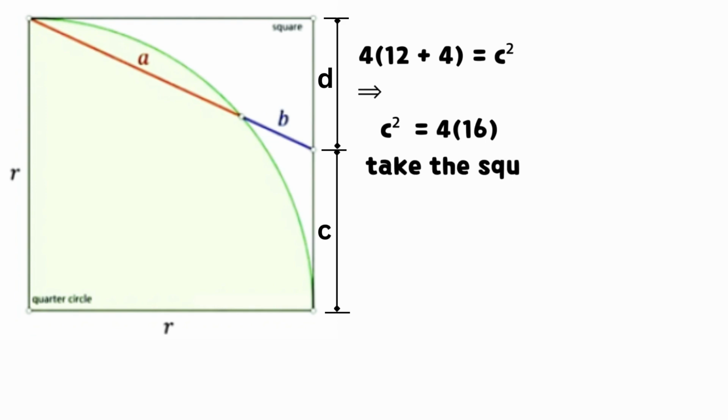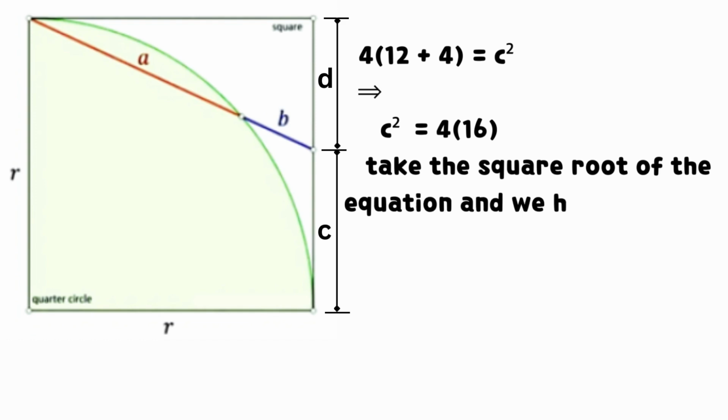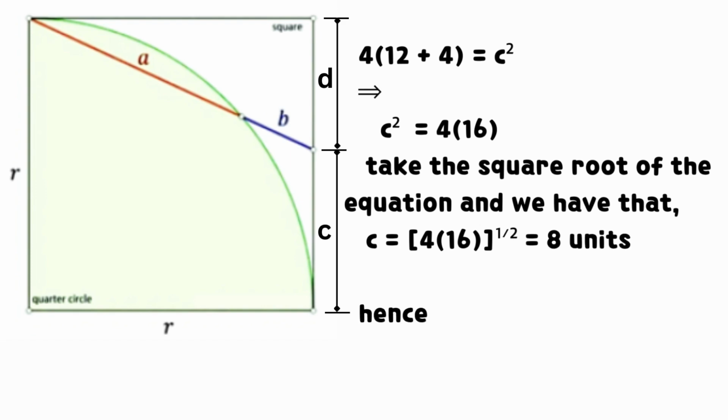the square of C equals 4 times 16. Take the square root of the equation and we have that C equals the square root of the product of 4 and 16, which equals 8 units. Hence, C equals 8 units.